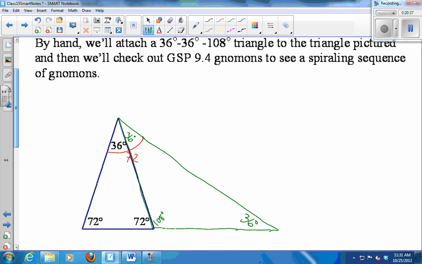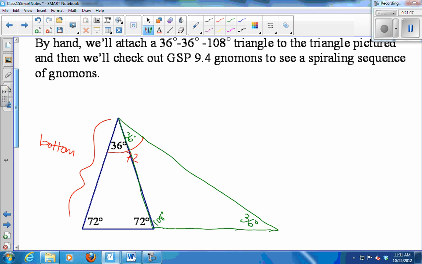So I've made another triangle that has two 72-degree angles and a 36-degree angle. If I take this connected figure, the blue and green glued together, and rotate it so that this is the bottom, it would look exactly like my blue one, just blown up. Do you see it? You have to do some manipulating in your brain.